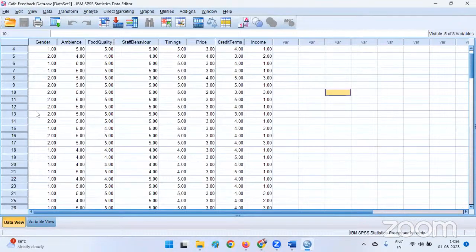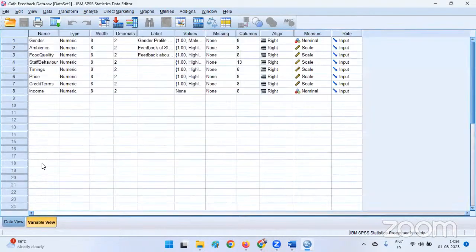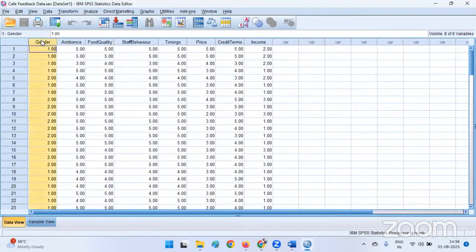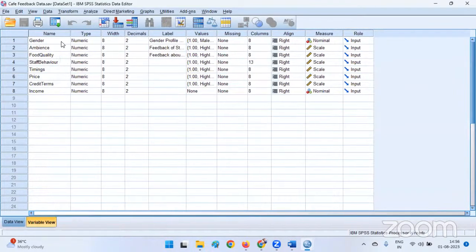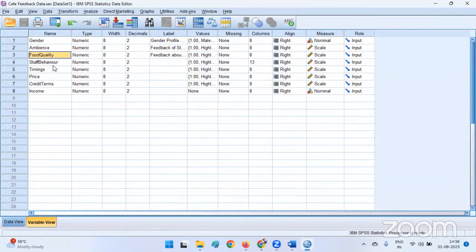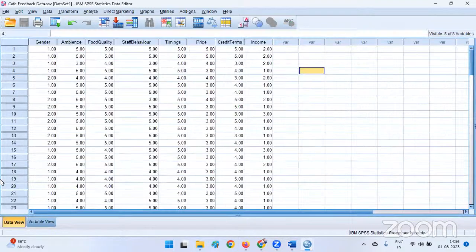Okay, so this is the data. Now in the variable view, or at the top of the column, we can see the variables: gender, ambience, food quality, staff behavior, timings, price, credit terms, and income. And if we see the variables here, all of them have been included.